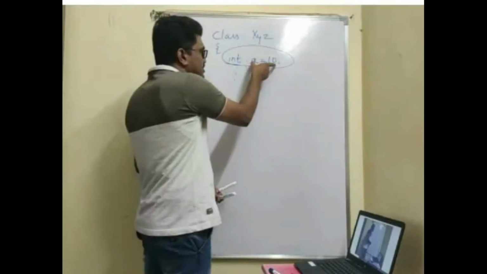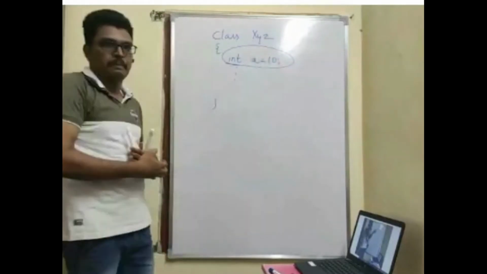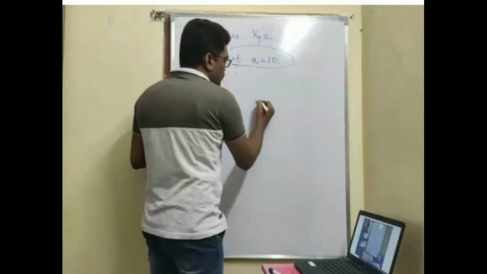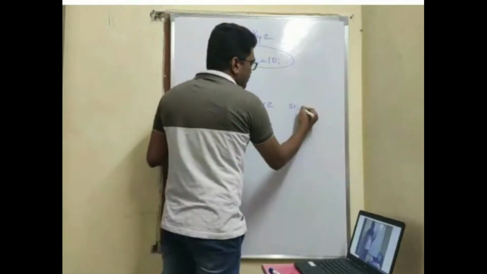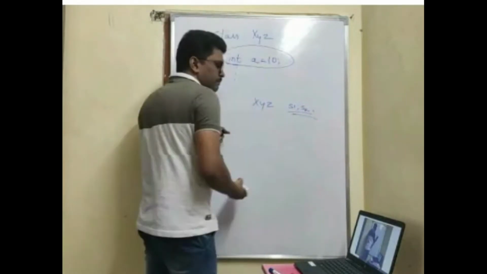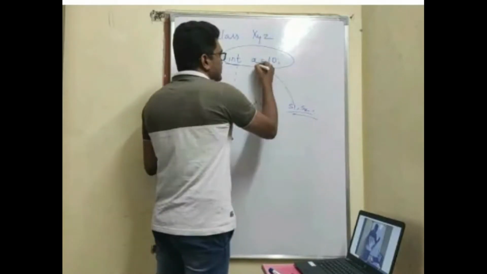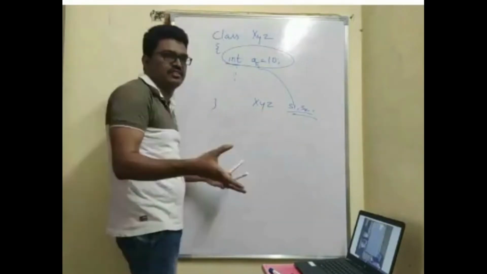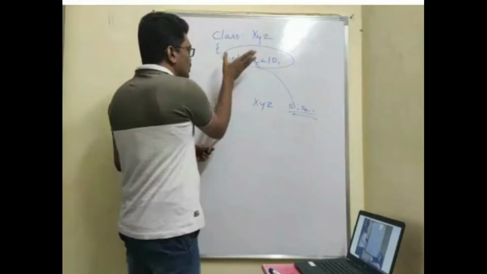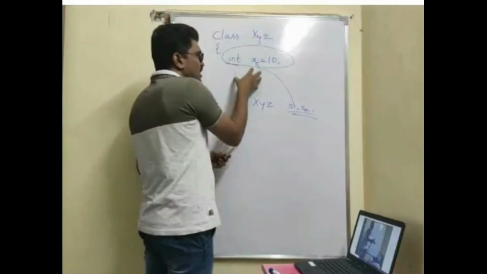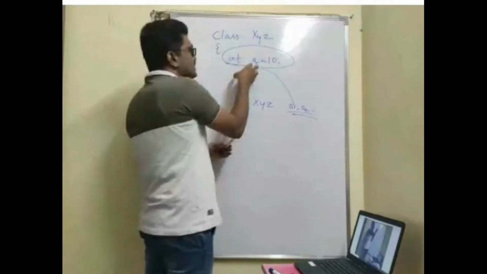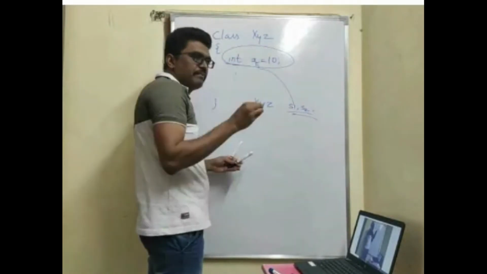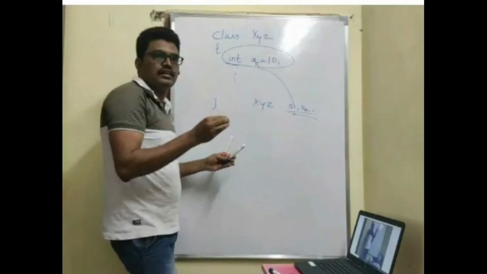So now I can do this, but what happens is for this XYZ class, I can create any number of objects, S1, S2, S3. For all the objects, the A value will be same. I cannot store different values for different objects. So that's why we don't prefer this way of initializing the class variables or class data members. This way is not efficient. For each and every object, I have the same value.